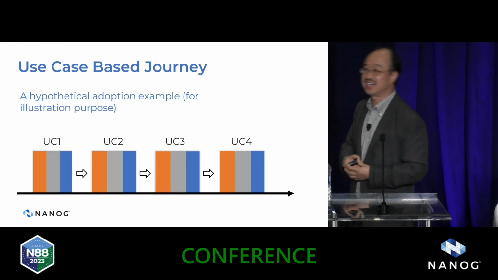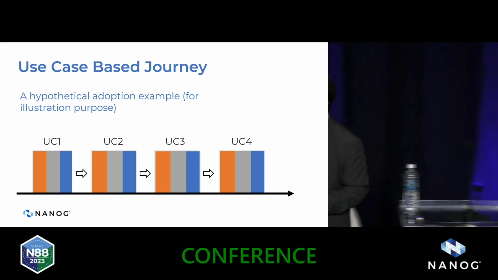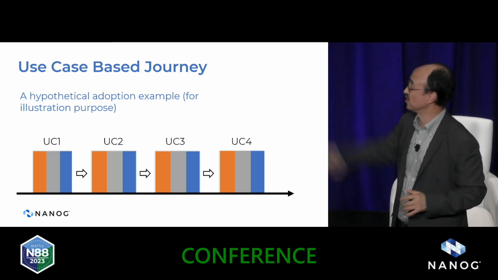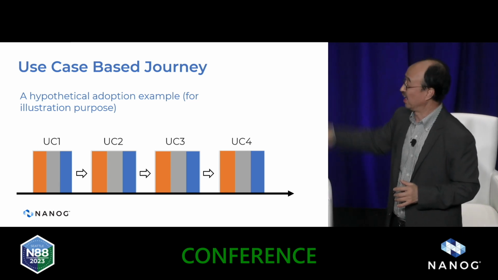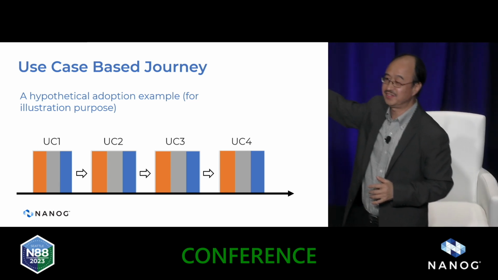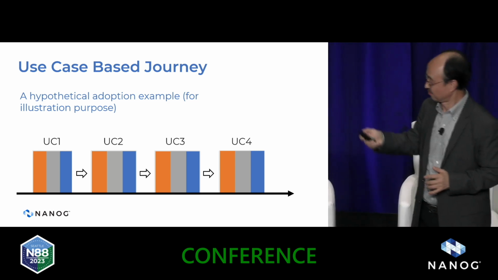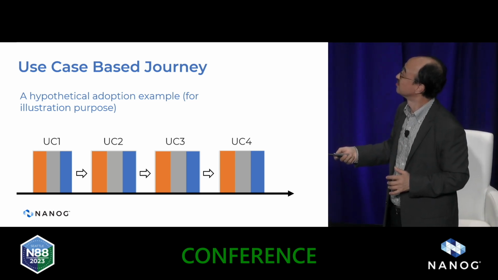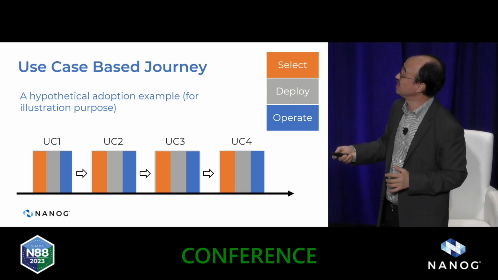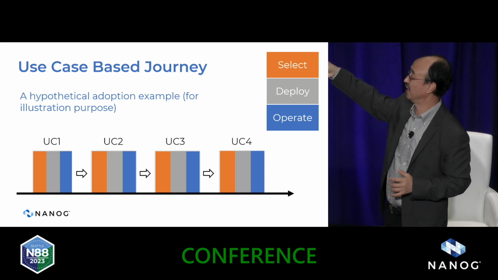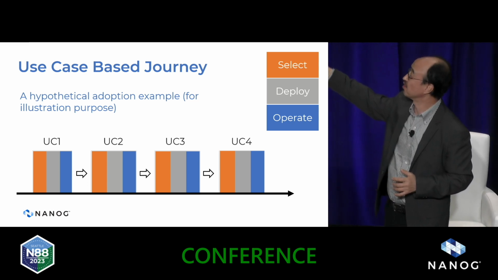With a set of use cases, you can build a journey out of those use cases. This is just a hypothetical example, use case 1, 2, 3, 4. Each use case may have specific business initiatives, outcomes tied to it. For each use case, you may go through multiple phases, which we're going to go through a little bit later on in that practical example.